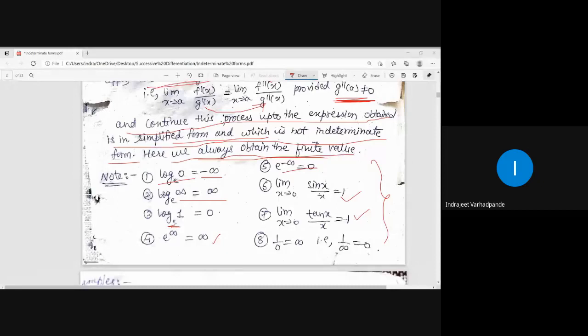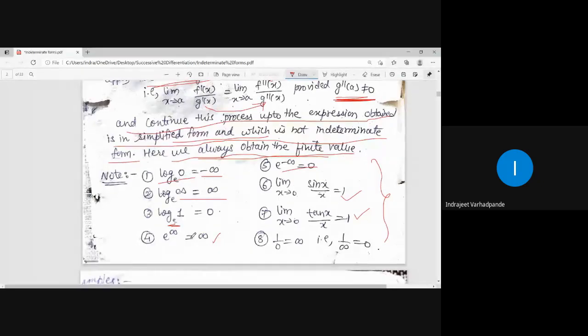Is this point clear? Finished up to this, everybody? Sir, 1 minute. Yeah. These simple results will be helpful for solving the examples.